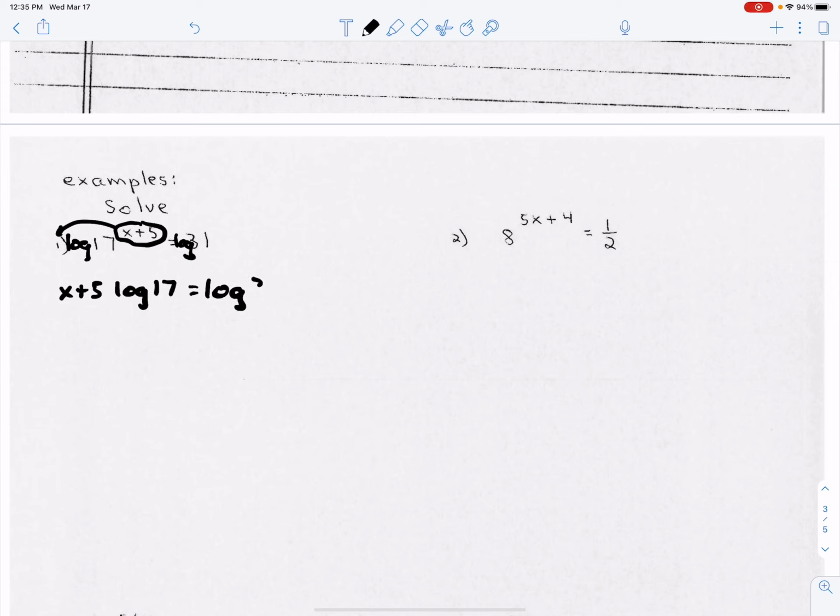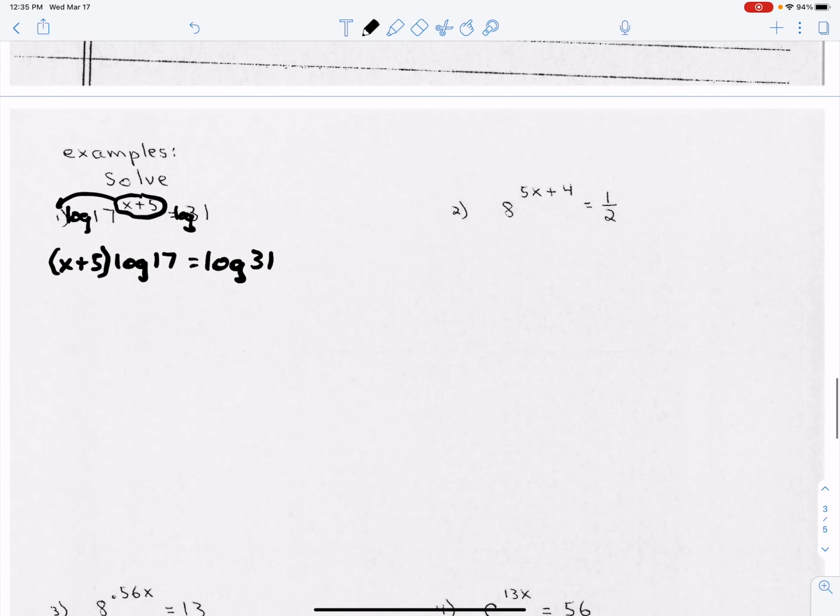And this is wrong. Be very careful. It's not x plus 5 times the log of 17. It's the quantity x plus 5, that quantity times the log of 17. Okay? And now it's just, how do you get rid of the log of 17? You divide it. Okay, then you subtract the 5.